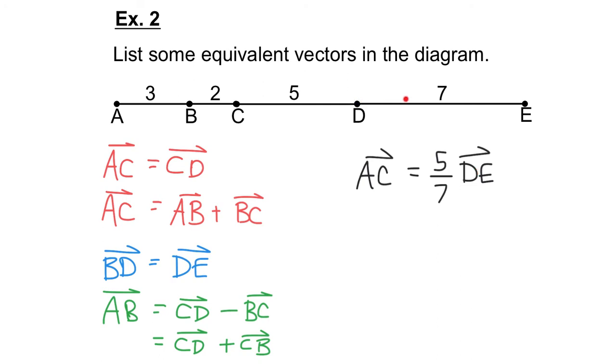Okay, so if I divided DE into 7 equal pieces and then used 5 of them, that would be 5/7. That's 5 units to the right, same as AC. Okay, so I just wanted to show you, you can have that scalar multiplier in front of a vector in order to make an equivalent vector. So why don't you pause the video and see if you can make another one like that, and then check back in to see how you did.